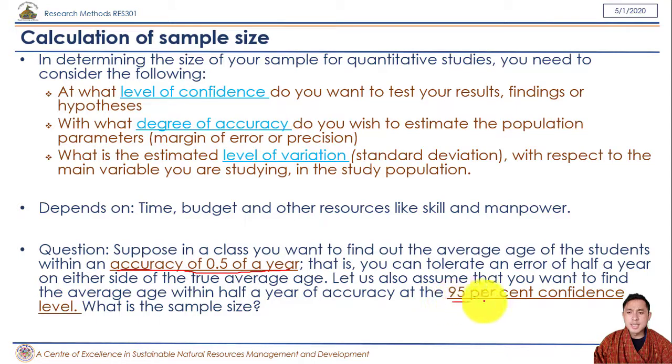Then the second one is that I want to calculate the average age using a 95% confidence interval. So you have got 2 things: the level of accuracy, or the error, and the 95% confidence interval, which is the level of confidence. The third one we need, the level of variation, is not reflected here. So we'll look at how to determine the sample size with just these two things. If you have all 3, we can determine it easily, but the third thing can be generated. We'll look at it in a while.